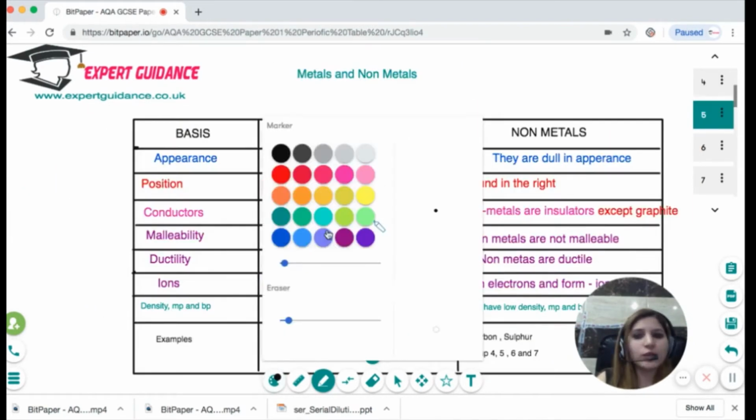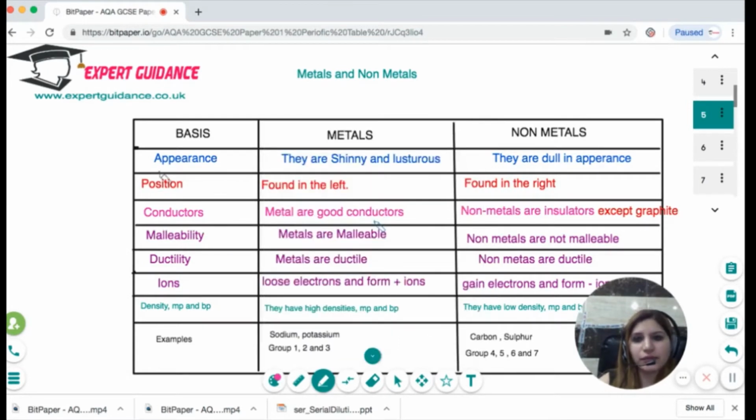Now let's look at some physical differences we see in metals and non-metals. When we talk about appearance, metals are very shiny and lustrous, like gold and platinum. The non-metals are dull in appearance. The position is that metals are found on the left, non-metals on the right of the periodic table. Metals are good conductors of both heat and electricity. We'll see in metallic bonding that they have delocalized electrons, which make them very good conductors of heat and electricity. On the other hand, non-metals have no ions, no delocalized electrons, nothing to conduct electricity except graphite. So non-metals are considered insulators.